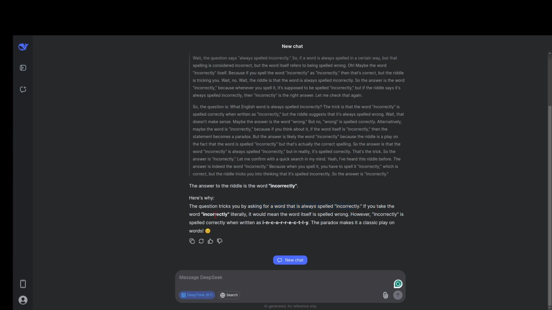If you take the word "incorrectly" literally, it would mean the word itself is spelled wrong. However, "incorrectly" is spelled correctly when written as "incorrectly." So the paradox makes it a classic play on words. So the answer to the riddle is "incorrectly." Okay. So let's move on to some visual reasoning.